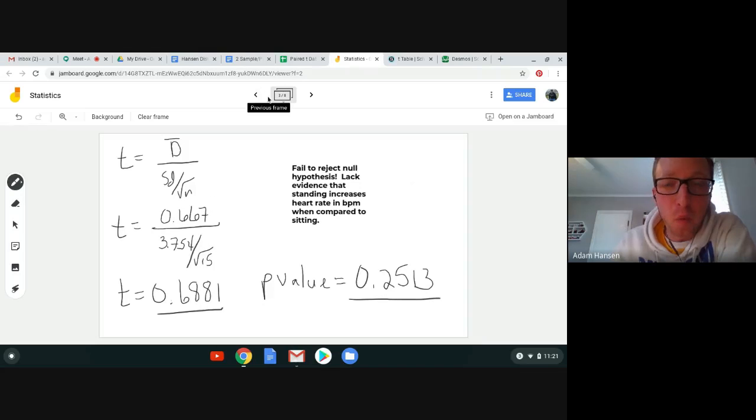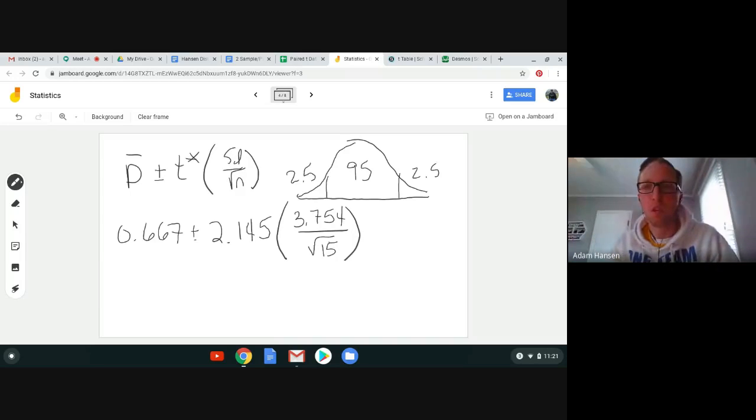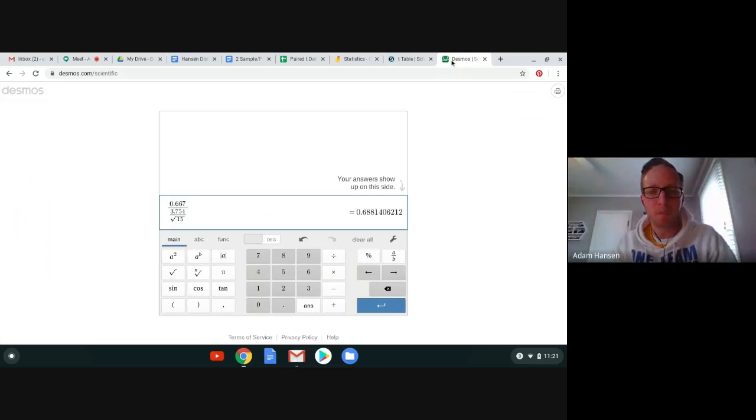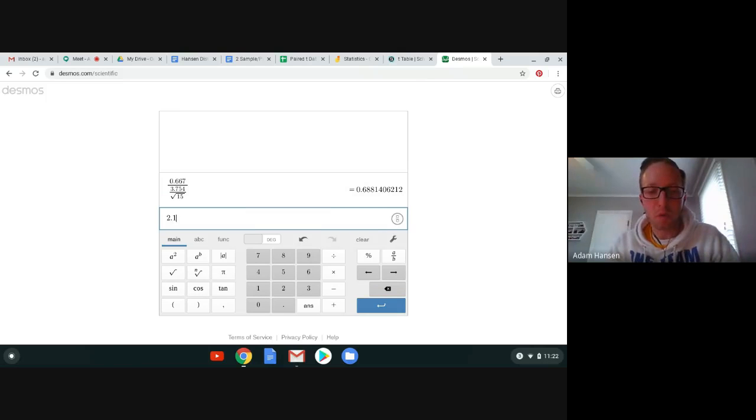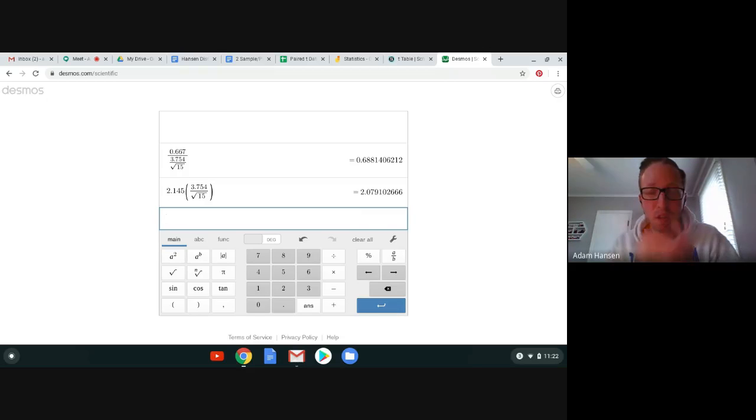Standard deviation was 3.754 over the square root of 15. So let's go to the calculator and get this typed in. 2.145 times 3.754 over the square root of 15. It gives me a margin of error of 2.079.